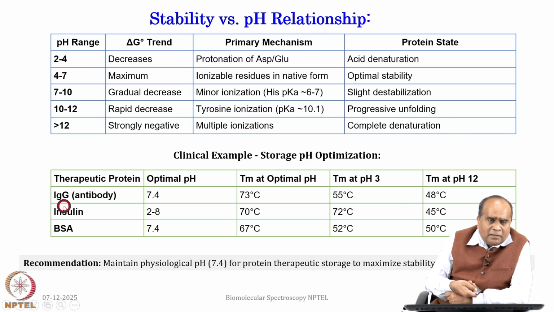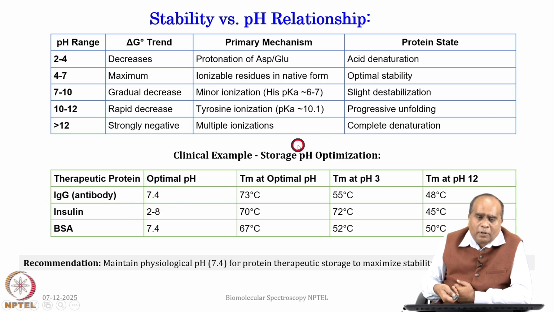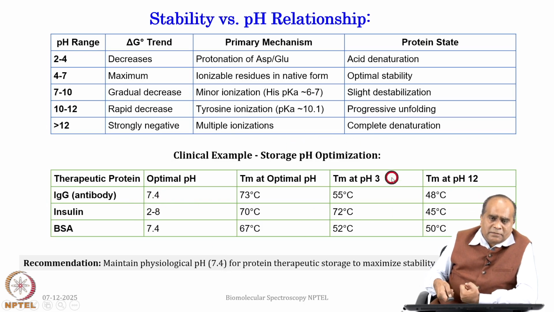If you look at immunoglobulin, which is the therapeutic antibody, the optimal pH for this is 7.4. Tm for this is 73 at optimal pH, and if you decrease the pH its Tm decreases to 55, and at pH 12 it is 48. So, if we are at the optimal pH of 7.4, this protein is stable up to 73 degrees. So, that is the best pH for immunoglobulin.